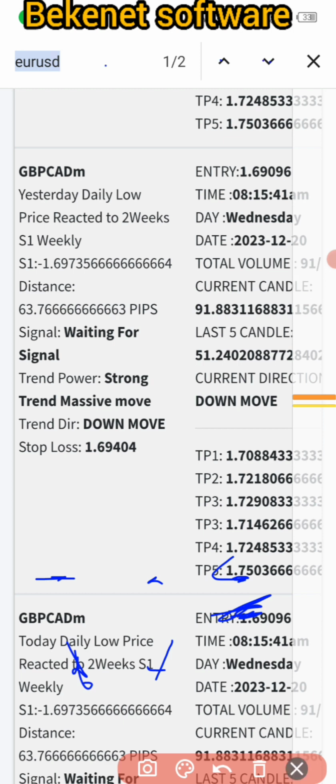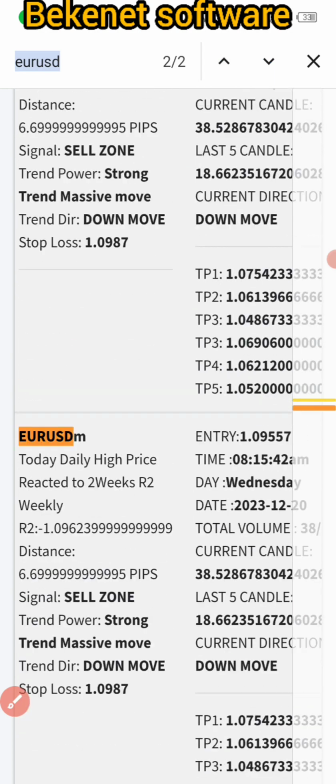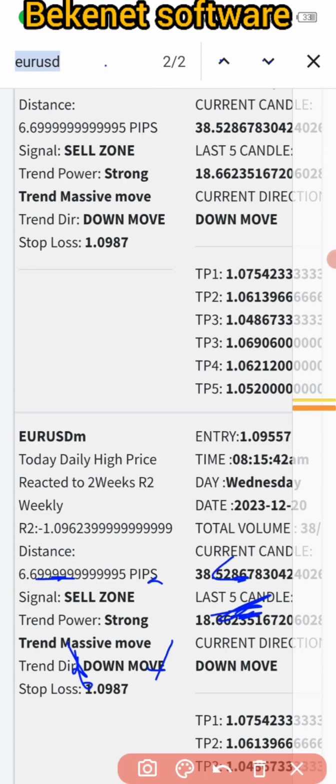Hold on, let me get this thing. It's jumping. First thing first, you get the current direction to know where the direction is facing, which is downward. Secondly, the trend direction. Thirdly, this is the signal. This tells you that it is in a sell zone, you can sell now.